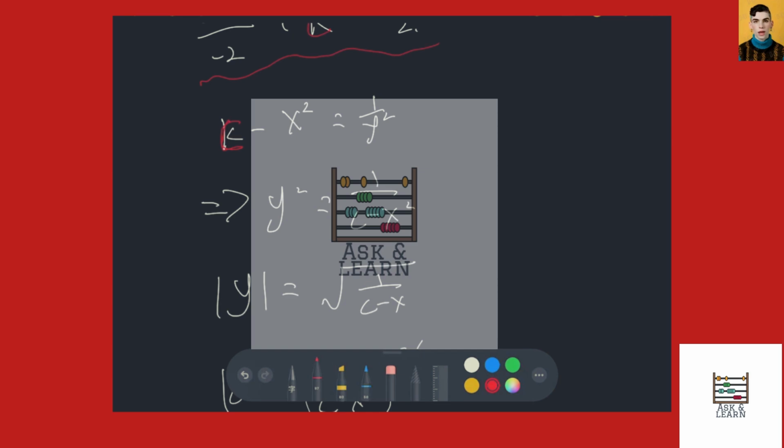So for the graph, we can think here. If x goes to the positive square root of c, we get this. If x goes to the minus square root of c, we have the same thing. So it's like this. Here is the y graph.